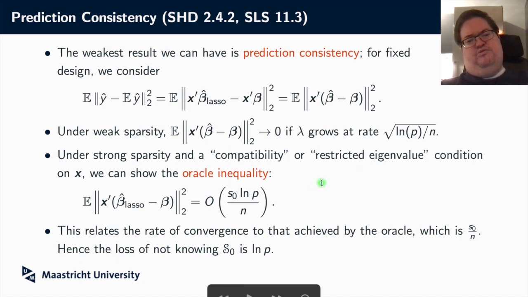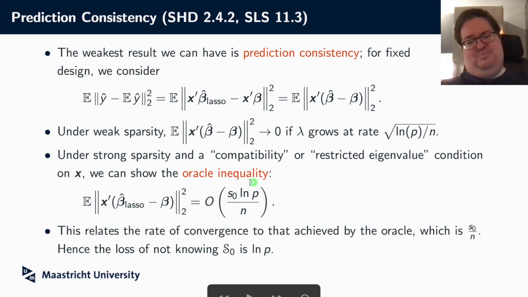Now if we make the results a bit stronger, and if we add something called a compatibility or a restricted eigenvalue condition, then we can show what is called an oracle inequality. I will come back to these conditions in a bit. Let me first focus on this result here. It's again a prediction consistency result, but it gives us a specific rate. Here we just say it goes to 0, so it's small o_p(1). Here we actually know the rate at which it goes to 0.